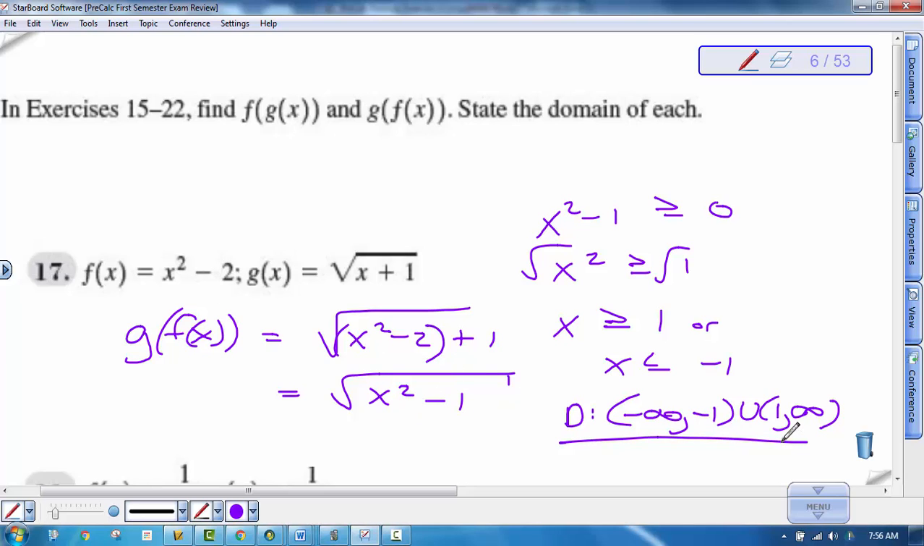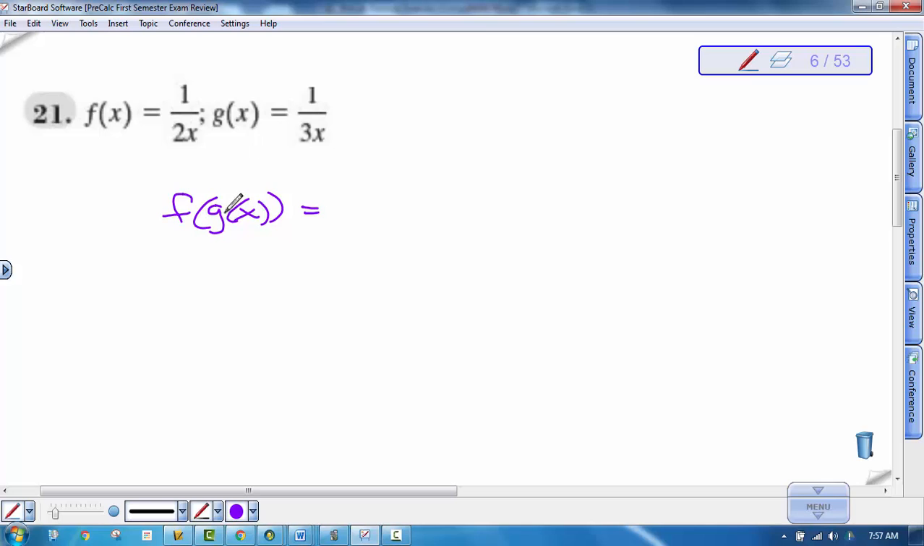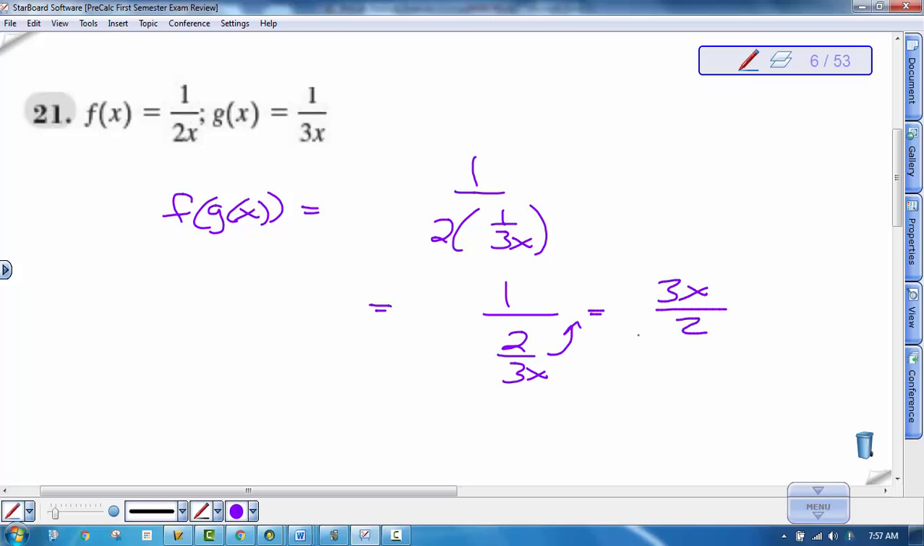So there's the domain. Let's just try one more, f of g of x. We're going to take g of x right here, and plug it in right there. So if we do that, we get 1 over 2 times g of x. I'm going to try to simplify this a little bit. This is 1 over 2 divided by 3x. Instead of dividing by a fraction, I'm going to multiply by the reciprocal. So I'm going to change this into 3x over 2. Just move this up and flip it. So there's my function right there.